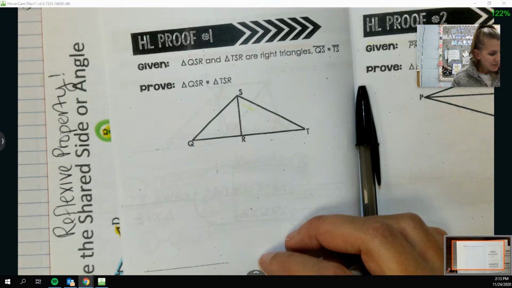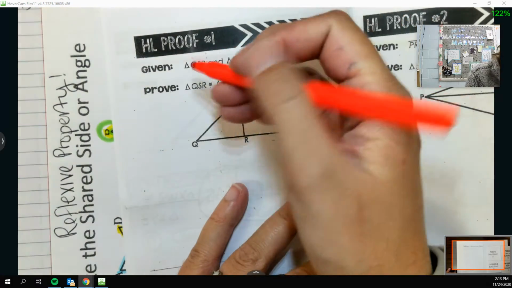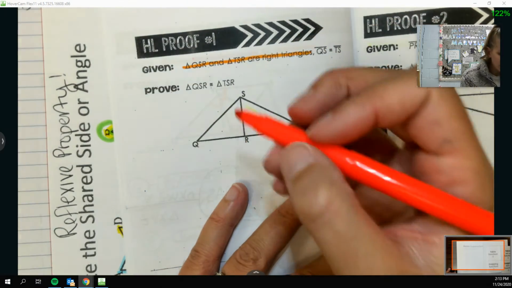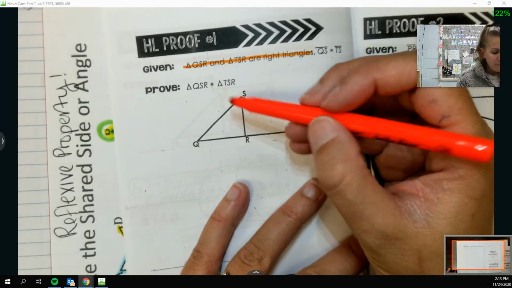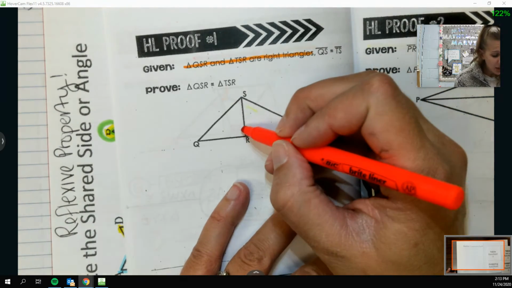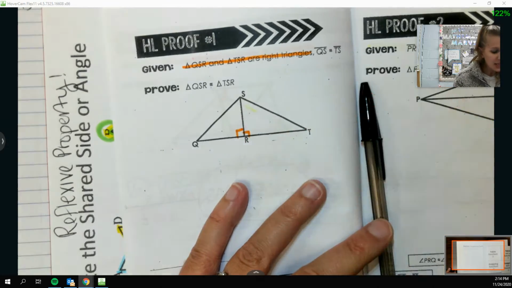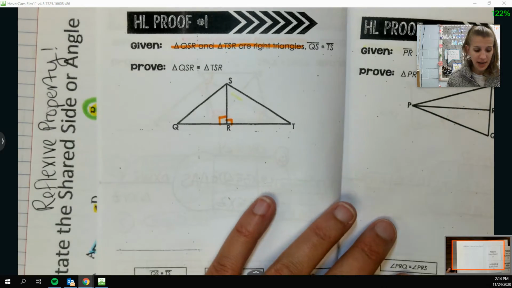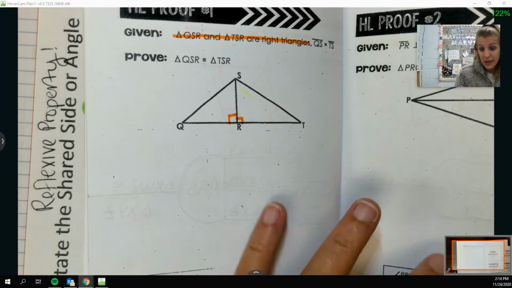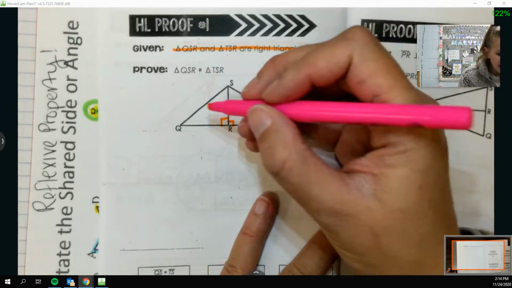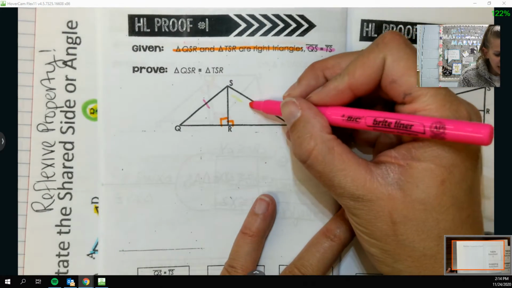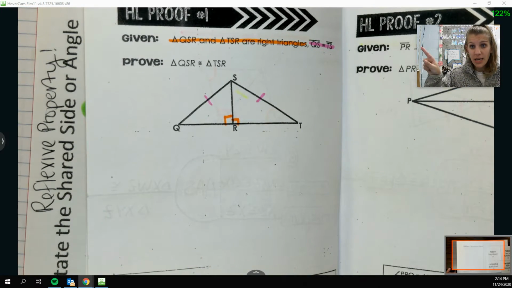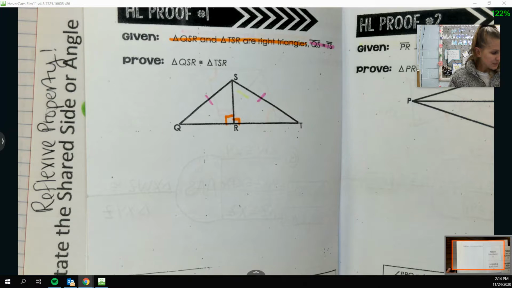So in my given, they tell me that QRS and TSR are right triangles. So I can see in the picture that angle R is where the 90 is. And that's what I'm allowed to mark there, because if they tell me I have a right triangle, I for sure have a right angle in it. Now the other thing that's given to me is that QS is congruent to TS, which is super good because those are the hypotenuses of each of the triangles.